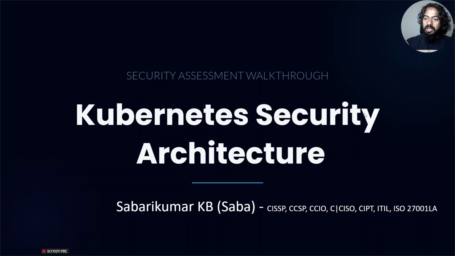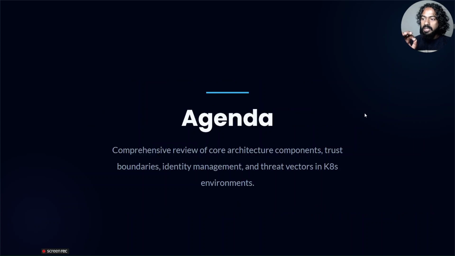All right. So we'll start by understanding the architecture at a high level, as usual. Then we'll go layer by layer, starting from identity and the API server, moving into RBAC, admission controls, the workload itself, even the networking, supply chain, and we'll also talk about the visibility. And at the end, I'll give you a practical assessment checklist, and we'll also talk about some common failures I keep seeing in multiple organizations.